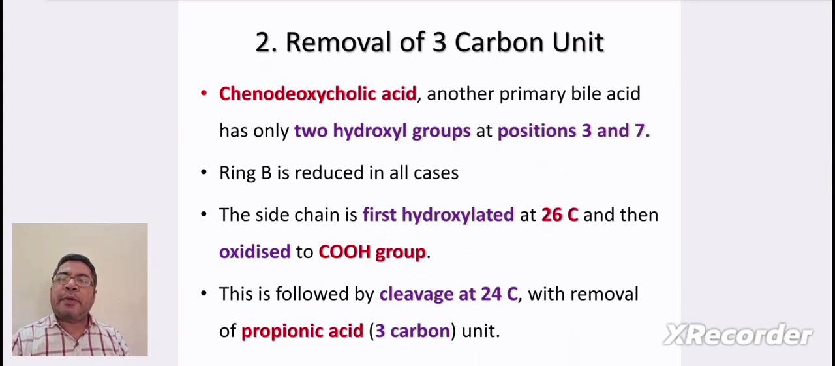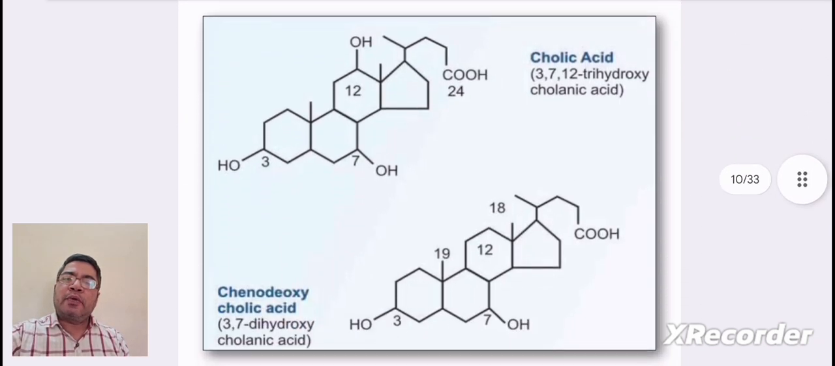Chenodeoxycholic acid, another primary bile acid, has 2 hydroxyl groups at positions 3 and 7. Ring B is reduced in all cases. The side chain is first hydroxylated at 26C and then oxidized to a COOH group. This is followed by cleavage at 24C with removal of propionic acid, that is a 3 carbon unit. In the diagram you can see that in the upper part there is cholic acid, that is 3,7,12-trihydroxycholanic acid, whereas in the lower half you have chenodeoxycholic acid, which is 3,7-dihydroxycholanic acid.